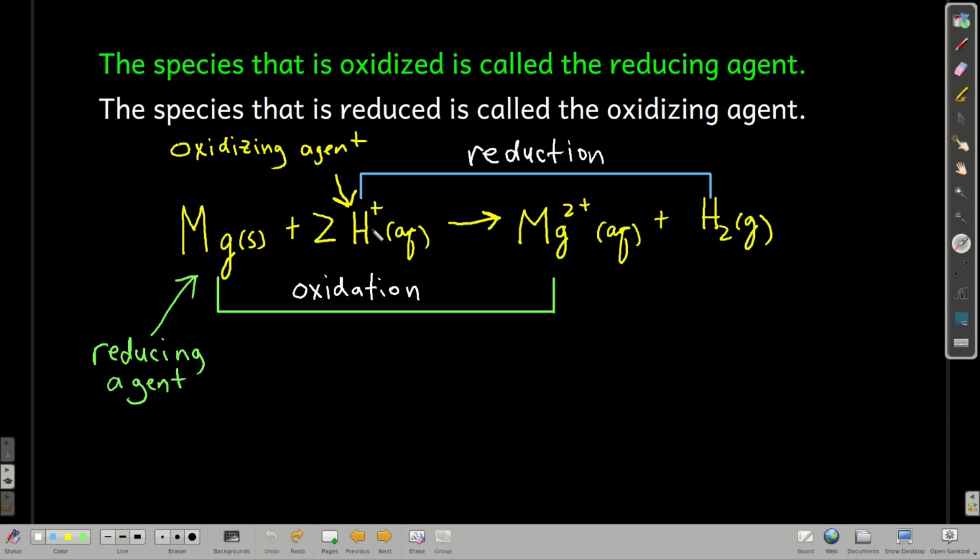Hydrogen ion, on the other hand, has a +1 charge. Each has a +1 charge here. Over here in this neutral molecule, it has 0 charge. So going from +1 charge to 0, the only way that can happen is if it gains an electron. It's being reduced, and it's the oxidizing agent. So magnesium is the agent by which hydrogen was reduced. That's why it's the reducing agent. And hydrogen is the agent by which magnesium was oxidized, so it's the oxidizing agent. Magnesium was oxidized, hydrogen ion was reduced.